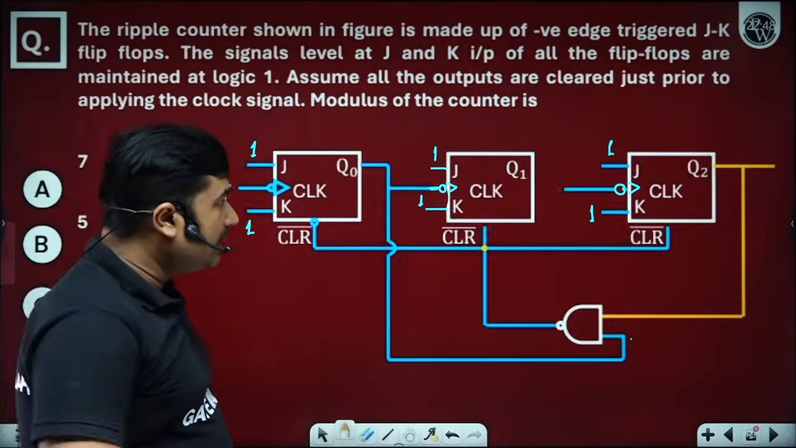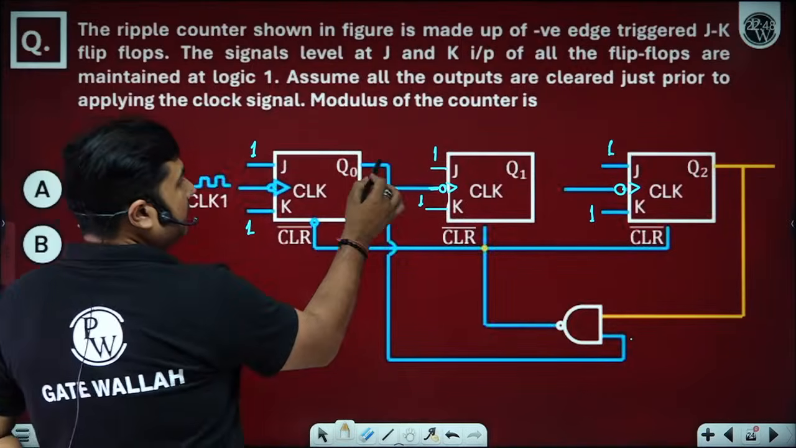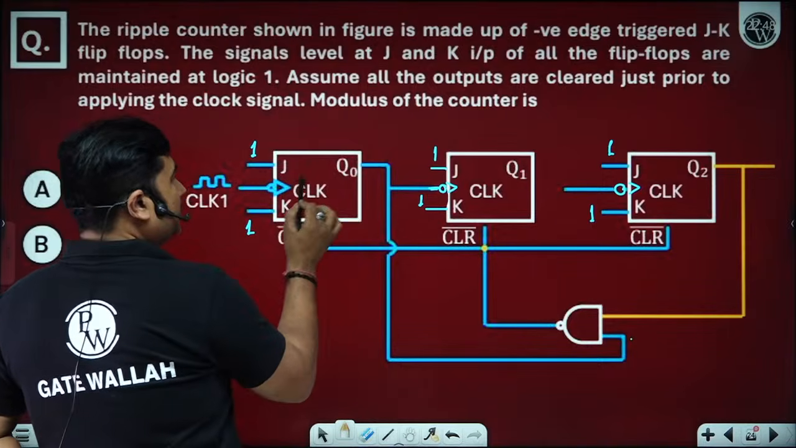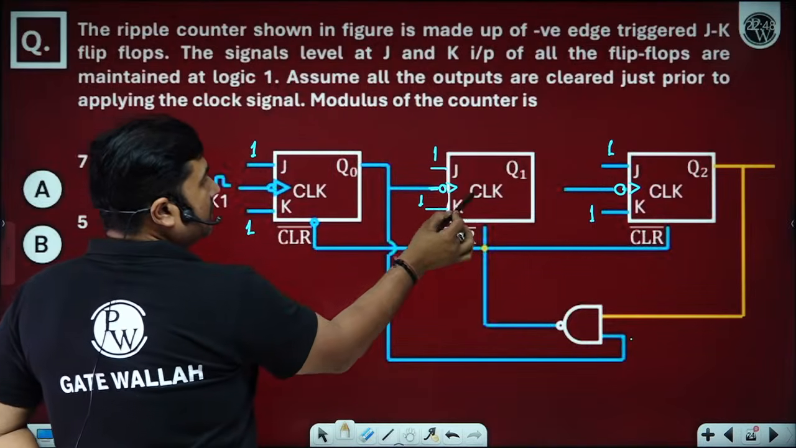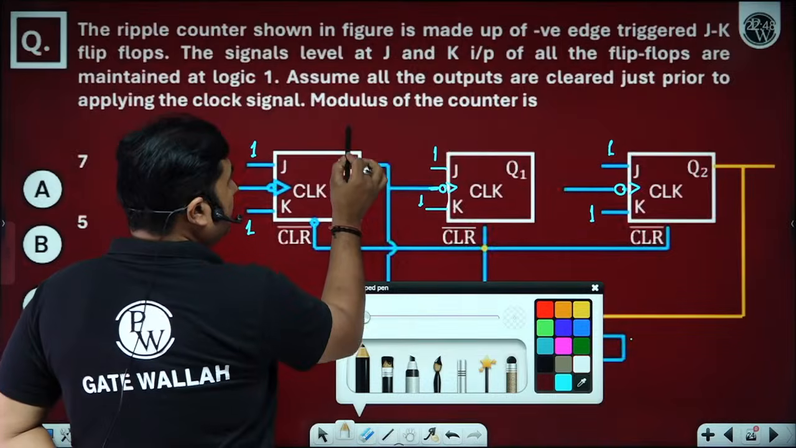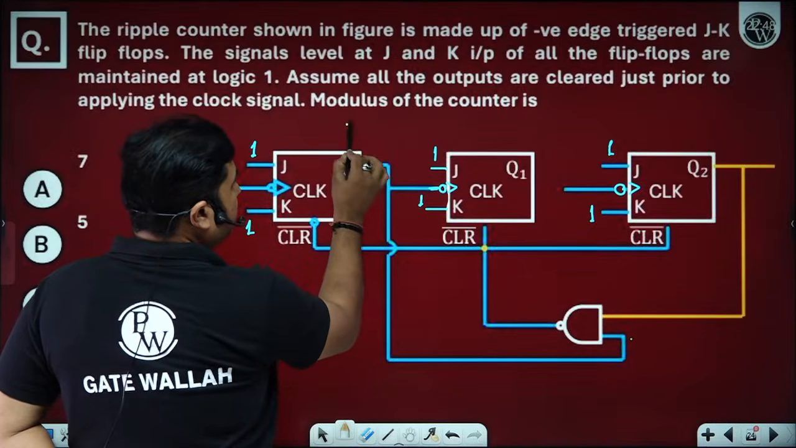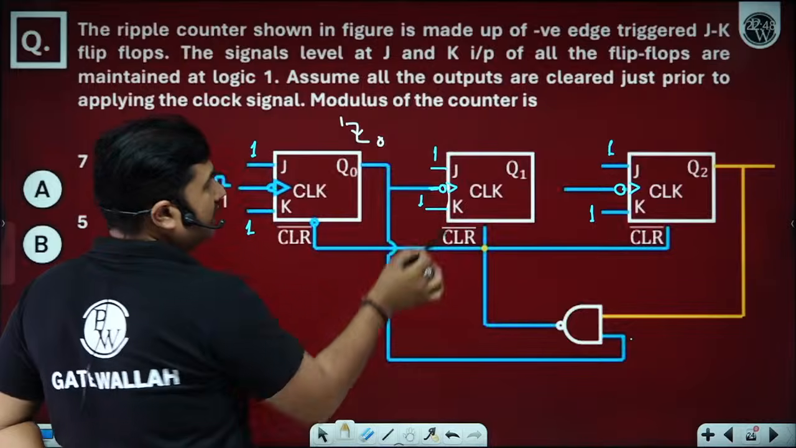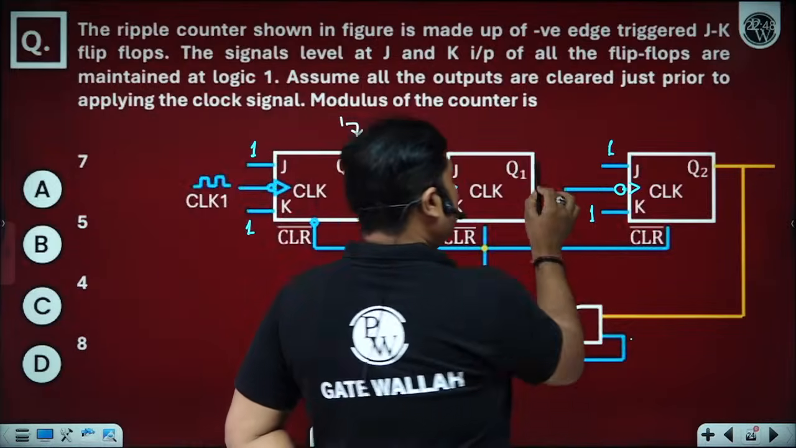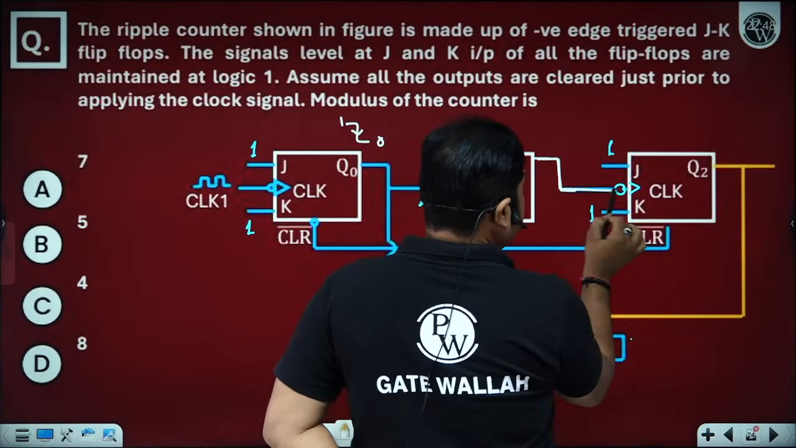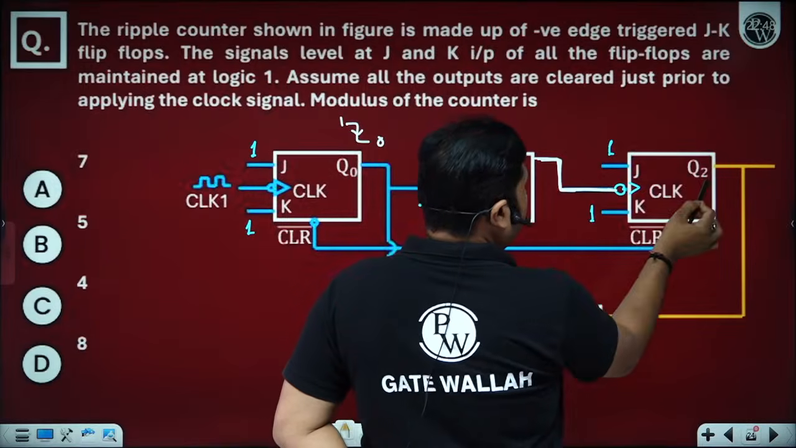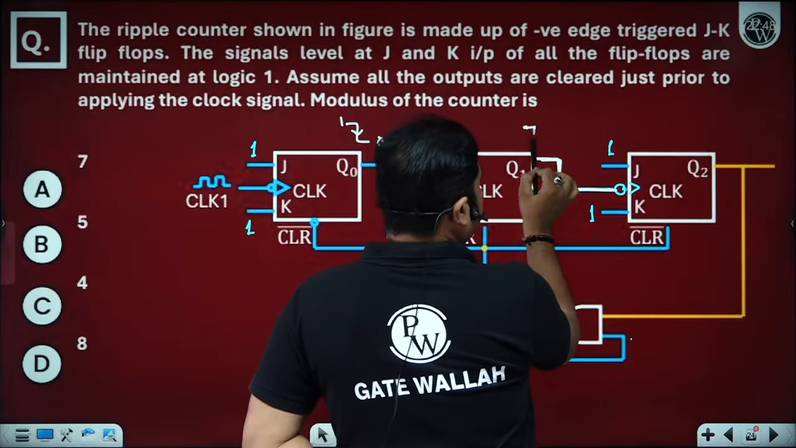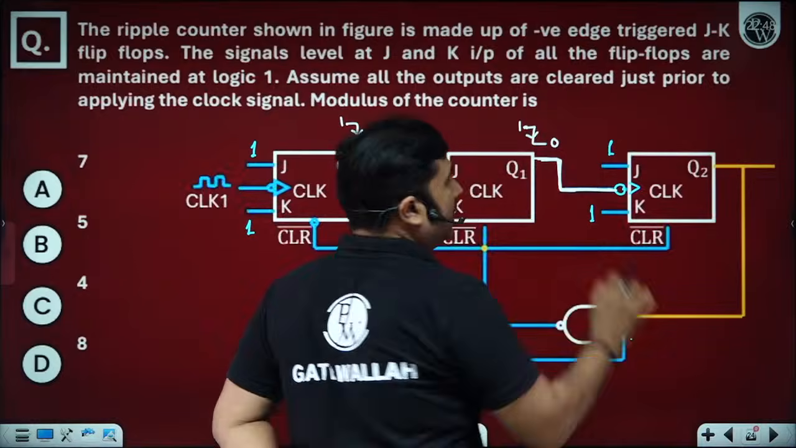So it can be clearly observed that with negative edge triggering, Q0 toggles on every clock pulse. Q1 toggles only when Q0 changes its level from 1 to 0. So that indicates it is an up counter. How many of you are able to understand, Bitaji? Great. In the same way, you can observe here, Q2 toggles only when Q1 changes its level from 1 to 0. So it's an up counter.